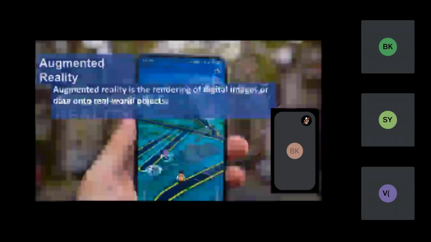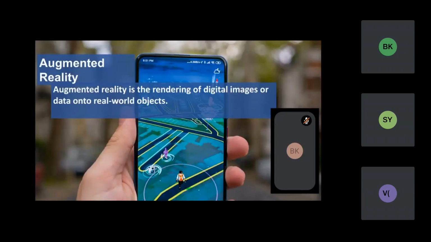Augmented reality is nothing but the rendering of digital images or data onto real world objects. I'll make it simple. Augmented reality, which we can even call AR, basically defines two things. One, enhancement. The other, conversion of 2D to 3D. Coming to enhancement, AR enhances the real world with the help of imaginary or virtual views. The real world is the physical world, and virtual views are some kind of imaginary views.